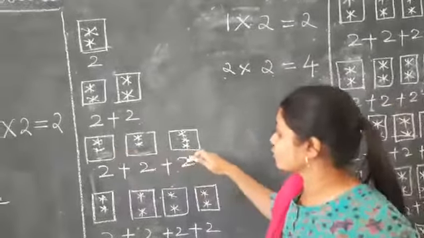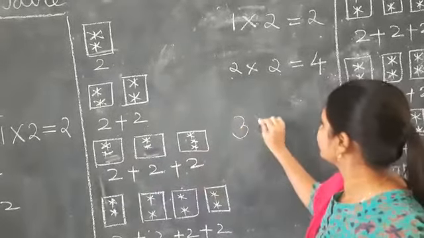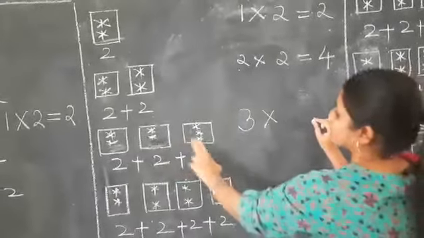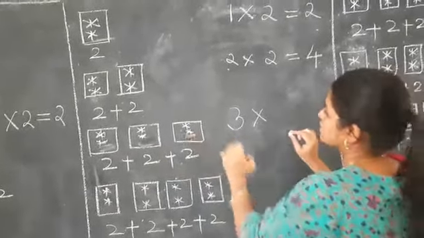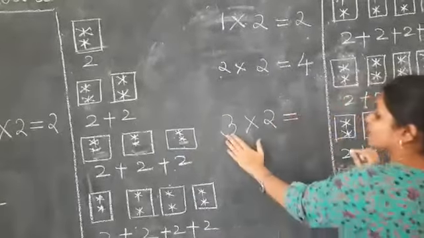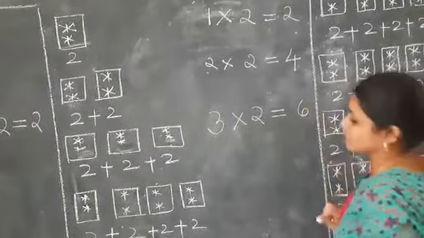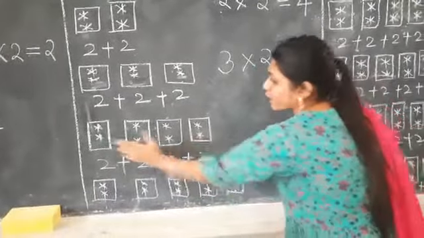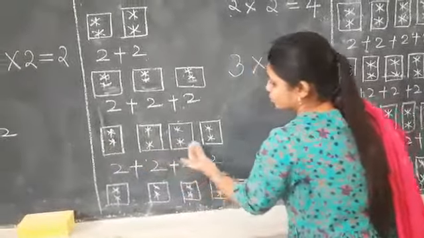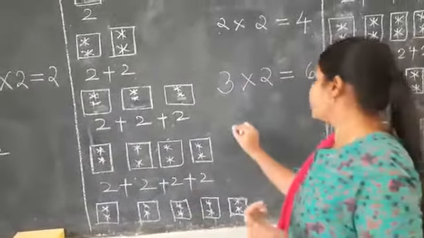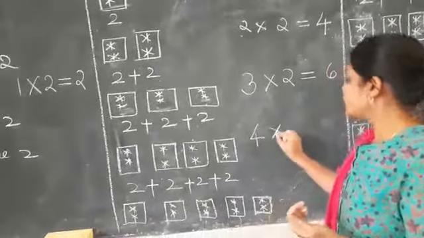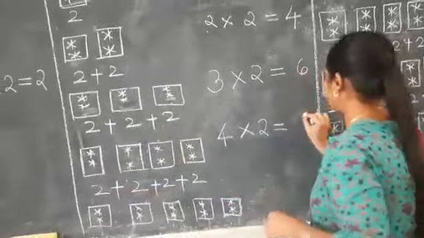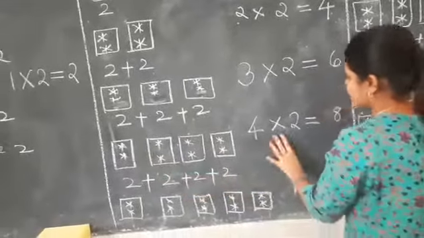Next comes 3 groups of stars. So write 3 groups of stars, put the into sign, and each group has 2 stars, so write 2. And now multiply: 3 2 times is 6. Next comes 4 groups of stars: 1, 2, 3, 4. In each group you have 2 stars. So you write 4 groups into 2 stars, which equals the total number of stars, 8. 4 times 2 is 8.